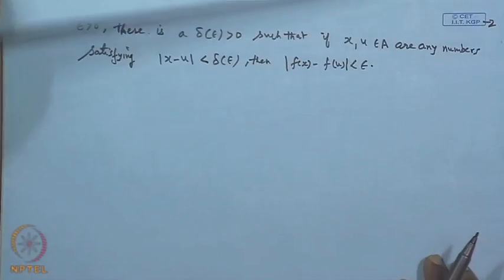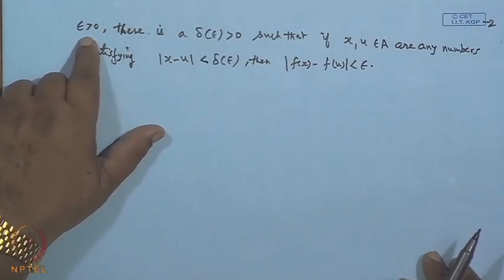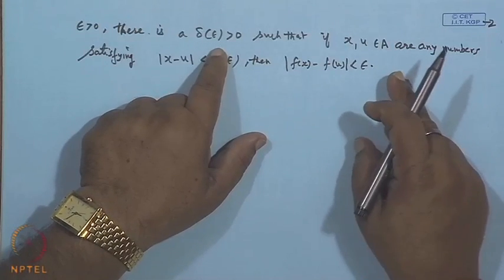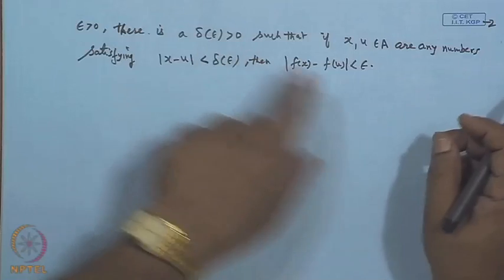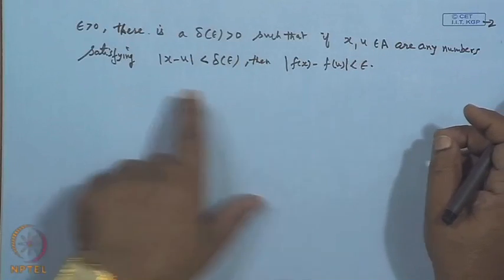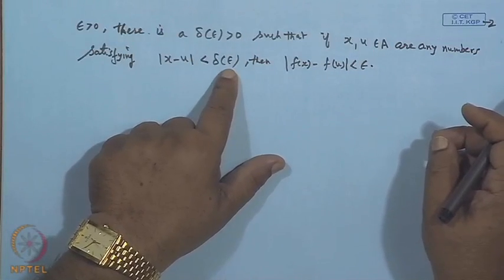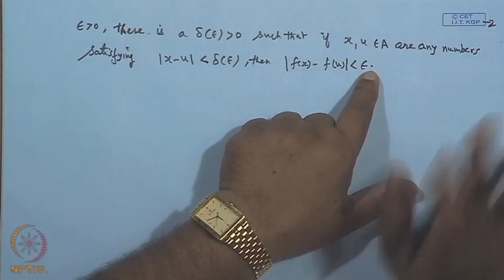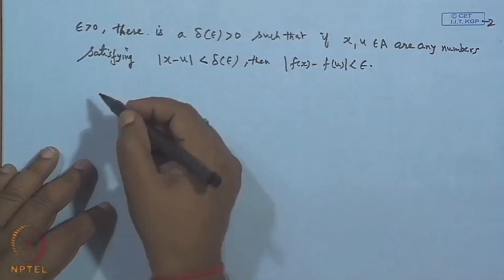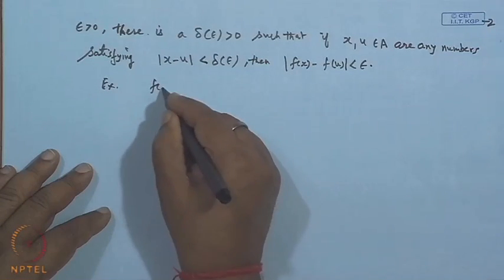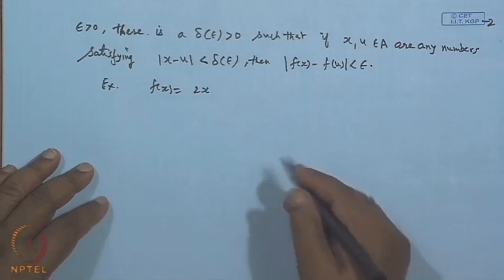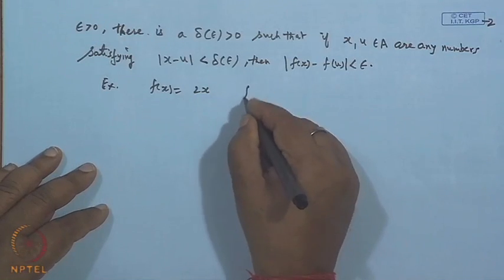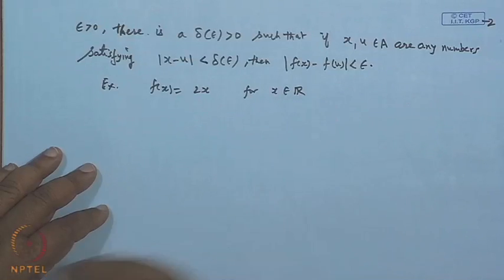When we say a function is uniformly continuous over the set A, we mean that for any epsilon greater than 0, we are able to get a delta which is independent of the points of the set A, such that whenever we pick any two arbitrary points in the delta neighborhood, the corresponding fluctuation f x minus f u will remain less than epsilon. For example, if we take the function f x equal to 2x for all x belonging to the real numbers R.